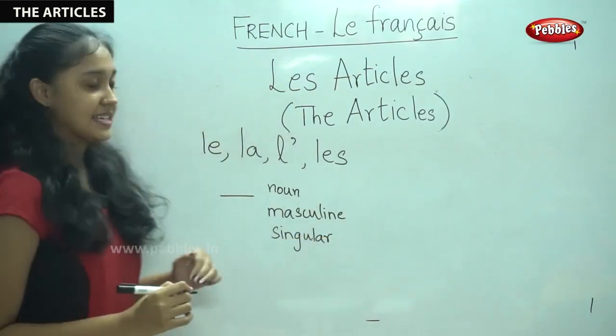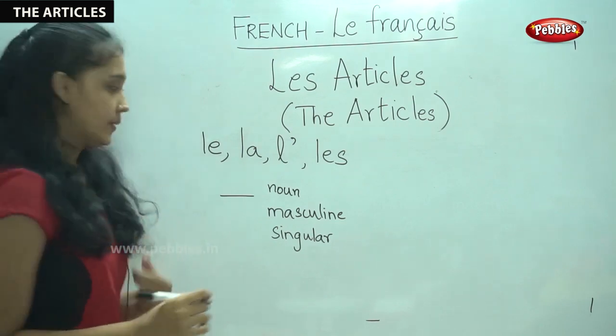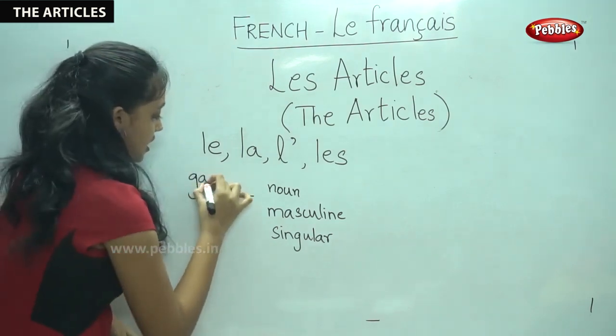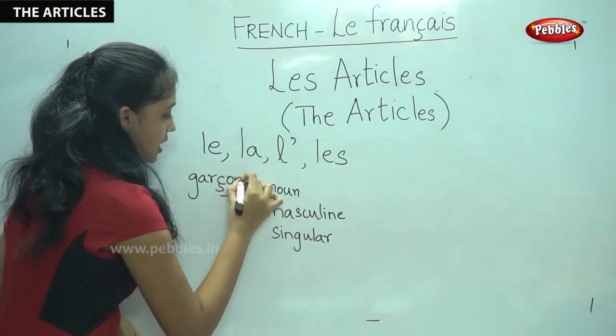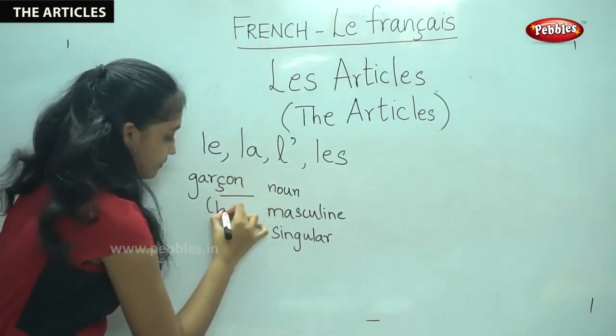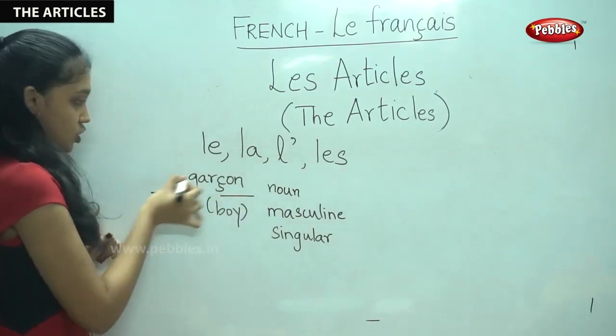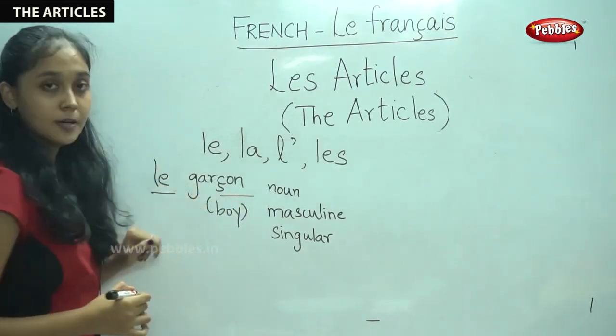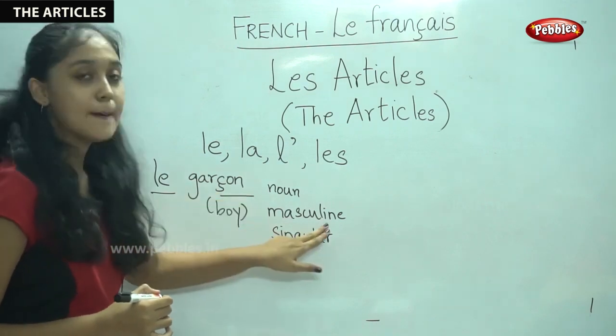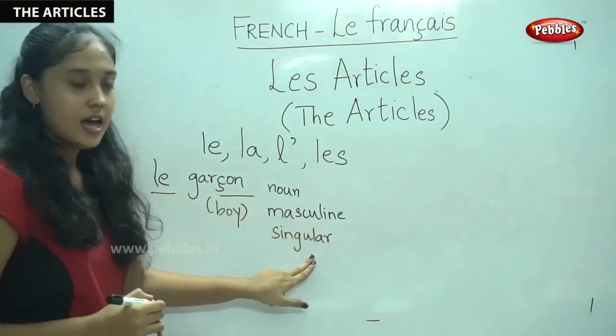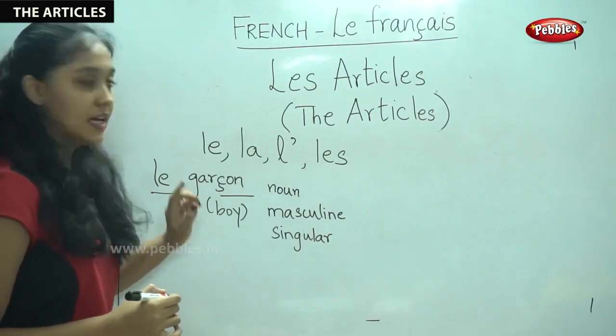Let us take the example of the boy. Garçon. Garçon means boy. Now, before the noun garçon, we place the word le because garçon is masculine singular. I hope you understood that.